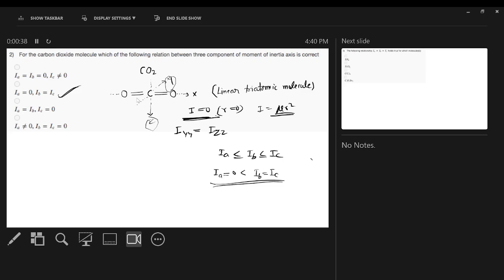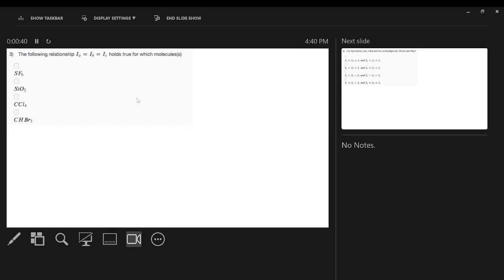Okay, so coming to the next question. The following relation holds true for which of the following? This one is already solved there. It's S6, and this tetrahedral molecule CCl4.